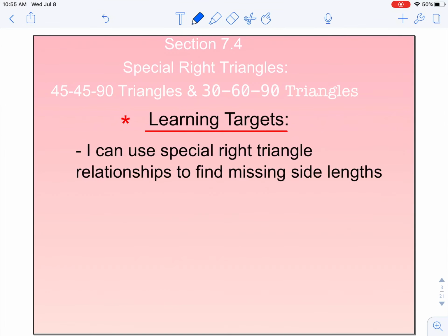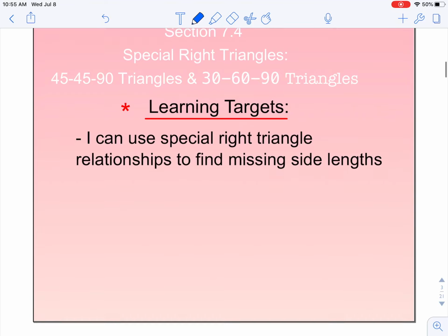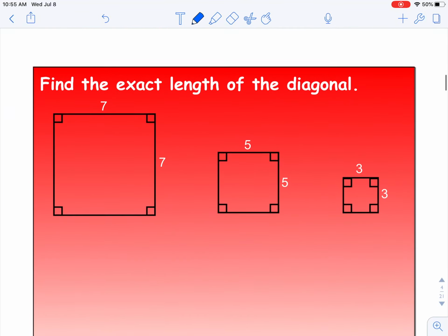So in this section, we are going to use special right triangle relationships to find missing side lengths. So we're going to explore this a little bit. It says find the exact length of the diagonal. So that means we're going to leave it in simplest radical form. Okay, so what we're really trying to find here is the hypotenuse.